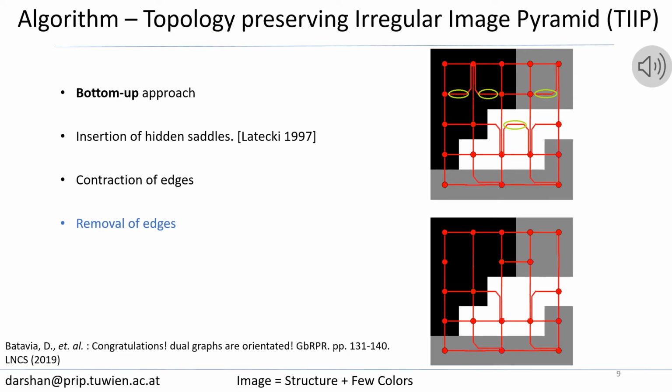Next is the edge removal operation. The edges which are redundant and which do not contribute to the image topology are considered the removal kernel. The image at the top shows the edges marked in green color which can be removed without disturbing the structure of the image. The image below shows the graph after the removal operation.